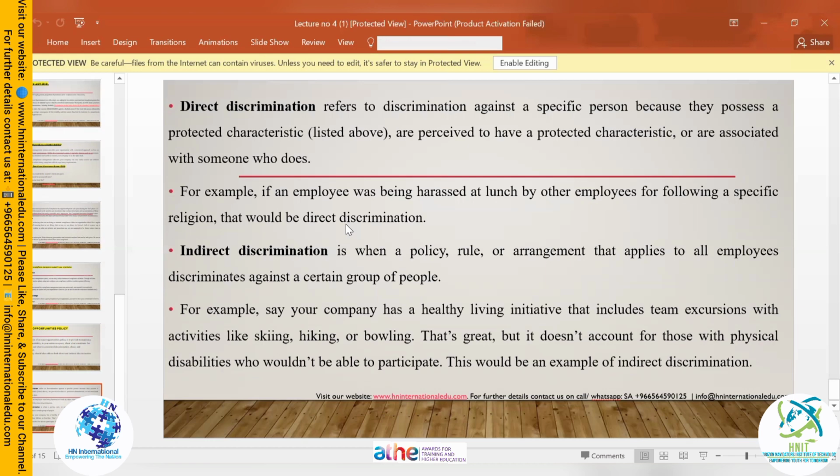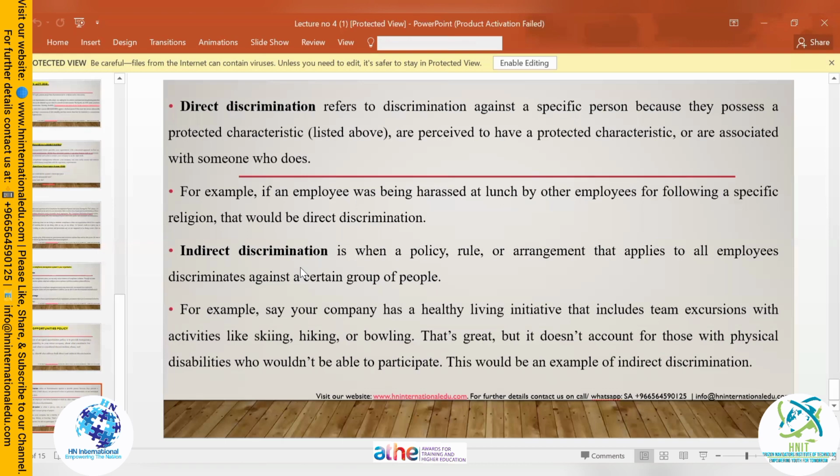So this direct discrimination should be eliminated, and equal opportunities should be provided to every person, and every person should be treated equally. The next is indirect discrimination. This is when a policy, rule, or arrangement that applies to all employees discriminates against a certain group of people. For example, say your company has a healthy living initiative that includes team excursions and activities like skiing, hiking, and bowling. That's great, but it doesn't account for those with physical disabilities who wouldn't be able to participate. This would be an example of indirect discrimination.